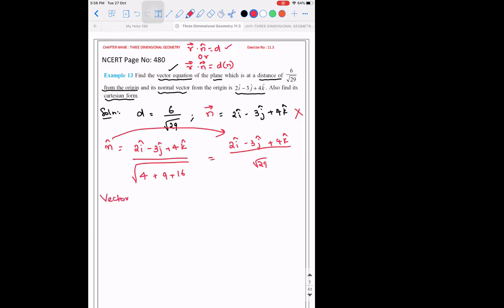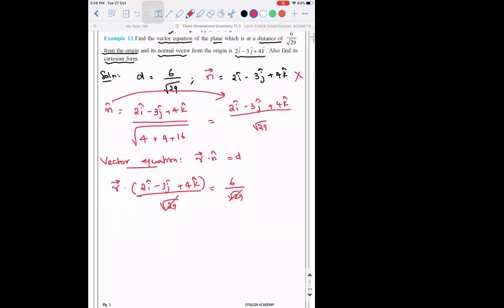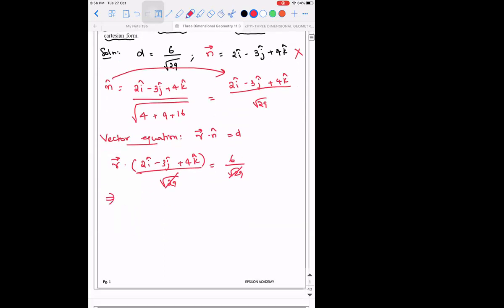So hence the required vector equation will be R vector dot n cap is equal to d. Because I have already acquired n cap, I will write it like this. So R vector dot, what is n cap, guys? 2i cap minus 3j cap plus 4k cap, the whole divided by root of 29 is equal to 6 divided by root 29. Root 29 and root 29 will get cancelled. So from this I will get R vector dot 2i cap minus 3j cap plus 4k cap is equal to 6. This is the vector form.